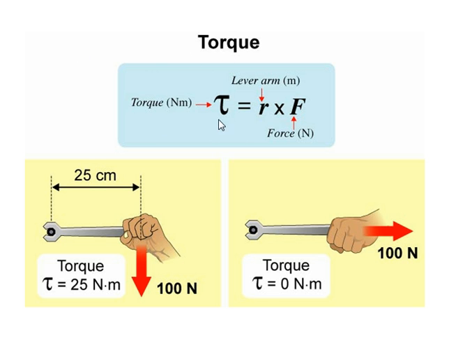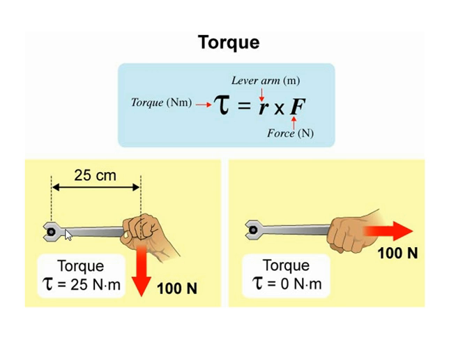So we'll define torque as this funny looking T. This is actually a Greek letter called tau. And torque is equal to the product of a lever arm, which I'll explain in a moment, and a force. Now the force you probably already know, and you have a good concept of what that is. That's just a push or a pull. But in this case, the lever arm is here.